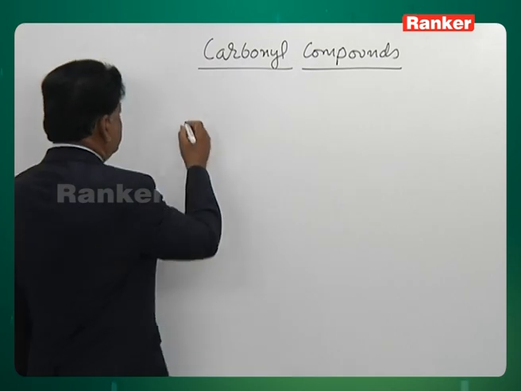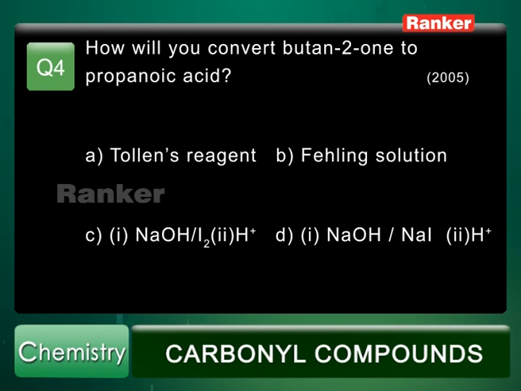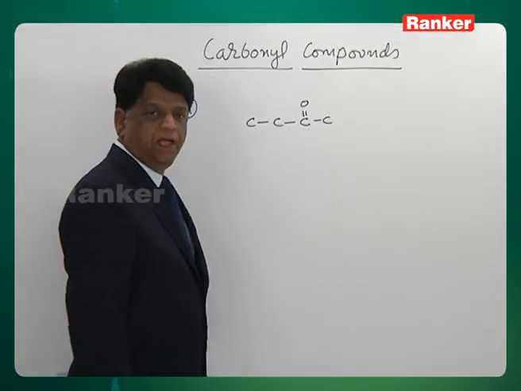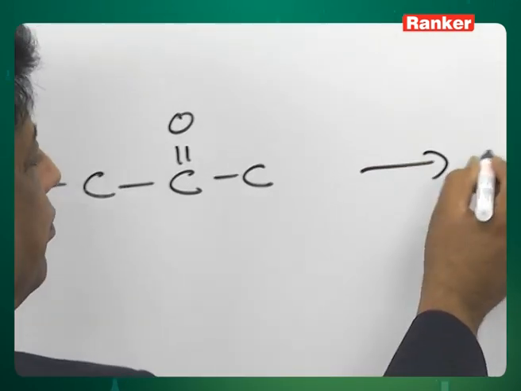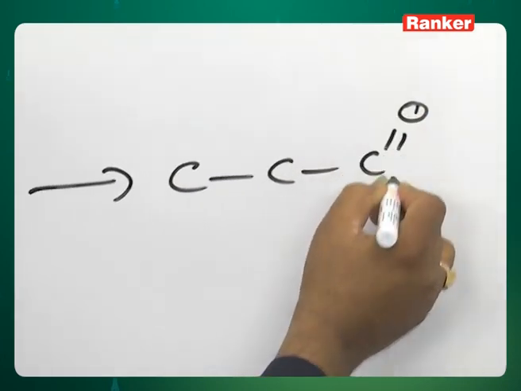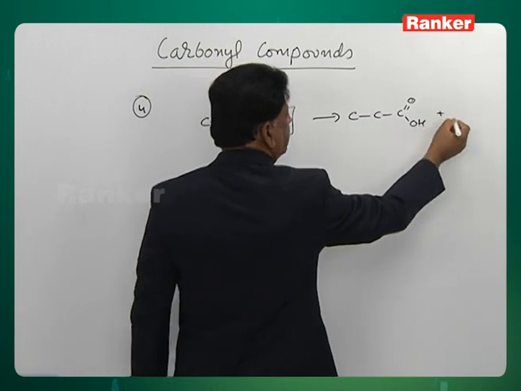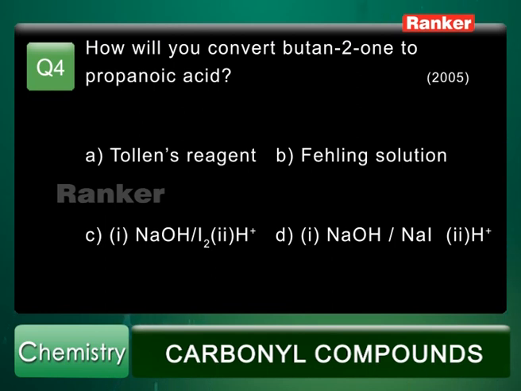So let's go for question number 4. How will you convert butan-2-one to propanoic acid? Butan-2-one means butanone, right? And converting it into propanoic acid. That means this carbon will be rejected out. Some piece is formed, I am not worried about that. So the question is, how will you convert butan-2-one into propanoic acid? And the options are given.